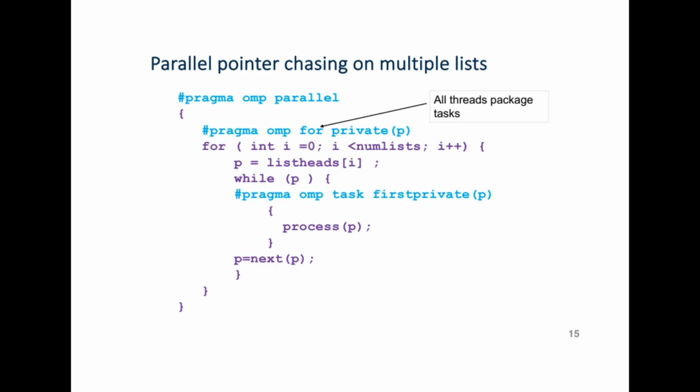And Chen is asking, can I control how many tasks to generate? Yes, but only explicitly, and I'll come back and talk about this later on. It's important that we don't try and generate too many short-running tasks. I'll come back and talk about how we might control it.